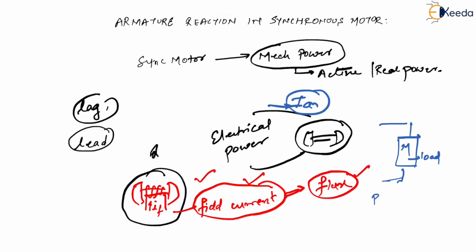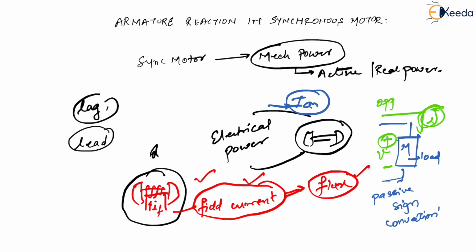So by using the passive sign convention, we have seen what is going to happen. If this is the voltage across it, then this is how the current flows, meaning it should be entering into the positive of the voltage. Is that correct? Yes, which means the induced EMF and this current I are in opposite direction to each other.